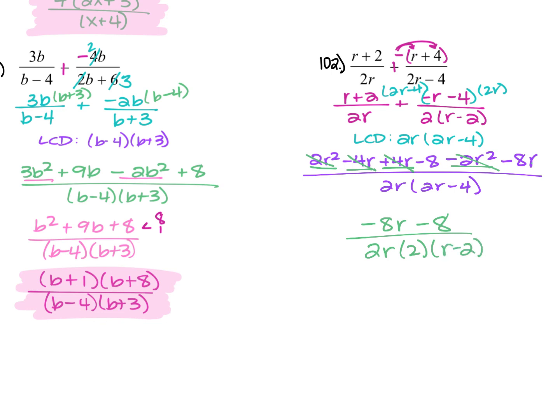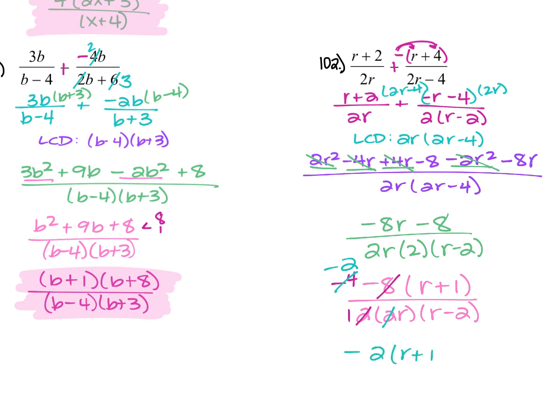If we then simplify that numerator again, we're going to factor out a negative 8 to give us r plus 1 over 2 times 2r times r minus 2. Simplify your negative 8 and your 2. That becomes a negative 4 and a 1. The negative 4 and the 2r then also simplifies to become a 1r and a negative 2. So that's negative 2 times r plus 1 all over r times r minus 2.